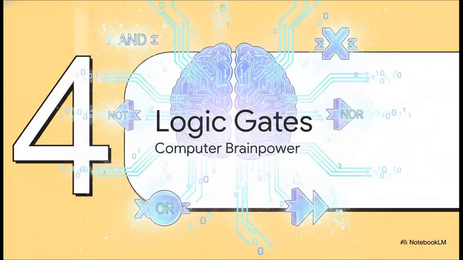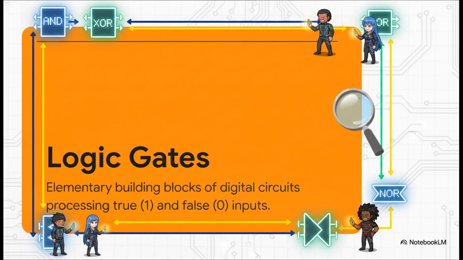All right, moving to our final section, Section 4, Logic Gates, Computer Brainpower. So, we've translated numbers and we've translated text. But this is where we see how zeros and ones do way more than just sit there in memory. They are actually manipulated to help the computer literally think.